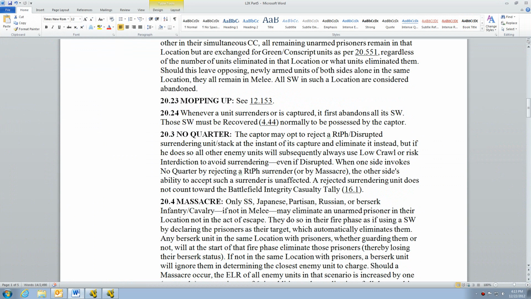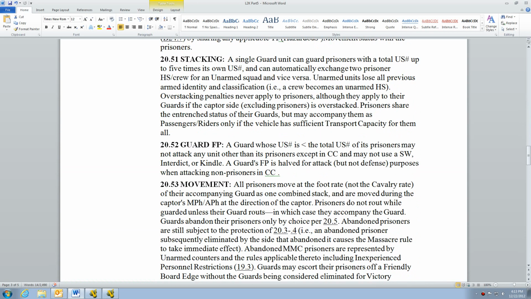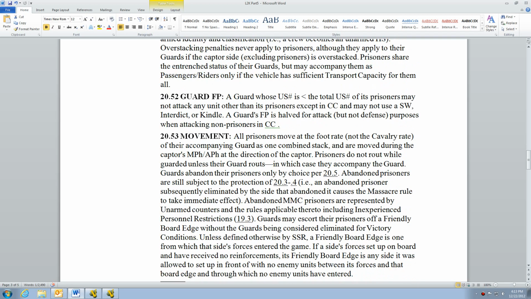If we look at these rules really quickly, which is going to be section 20.51 stacking. No, I'm sorry, that's not it. It is.